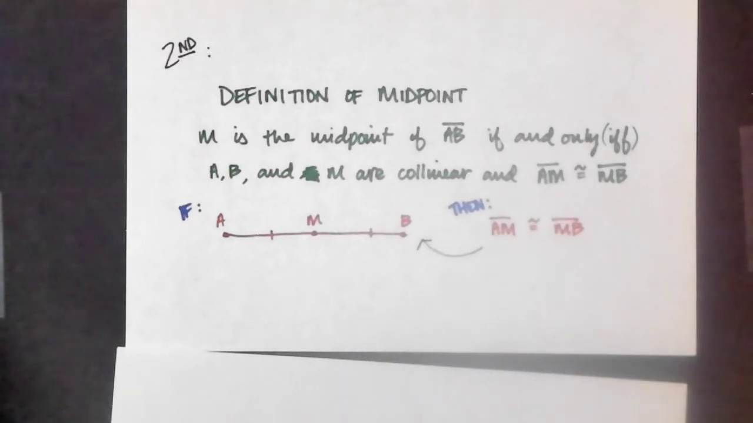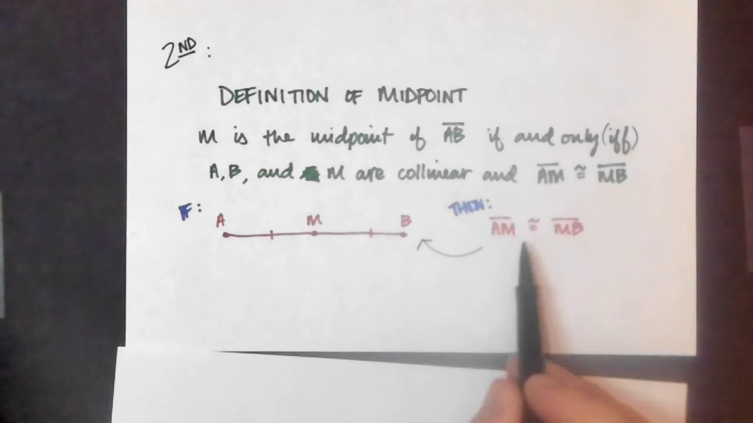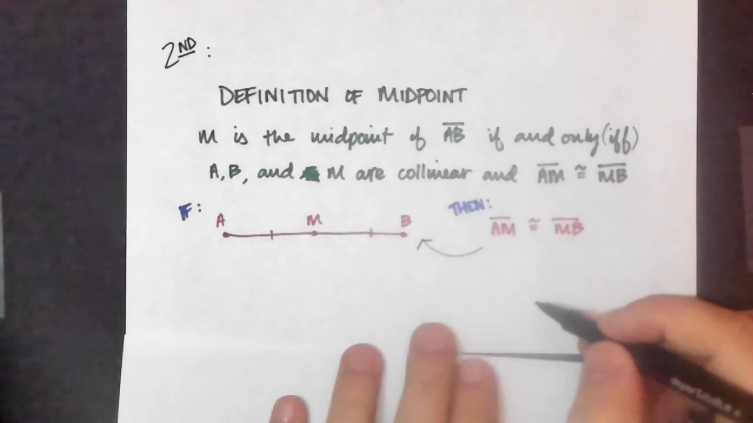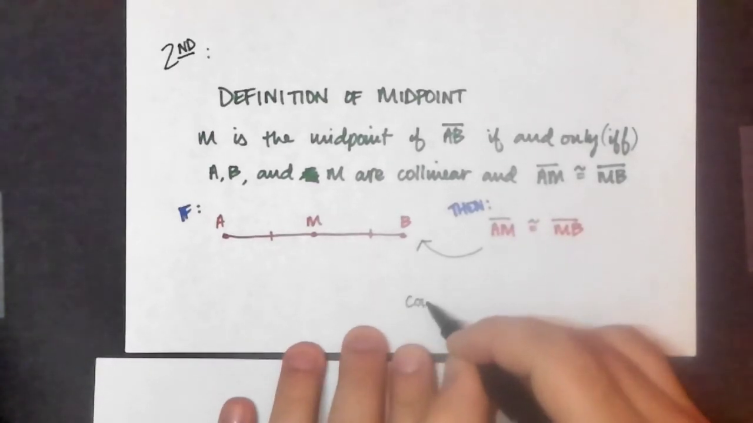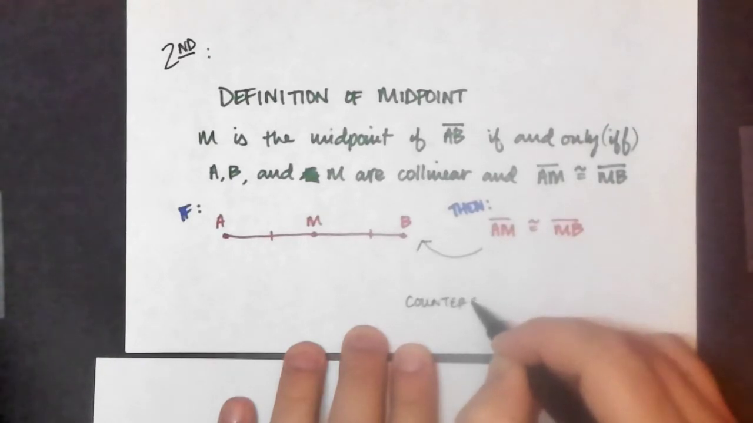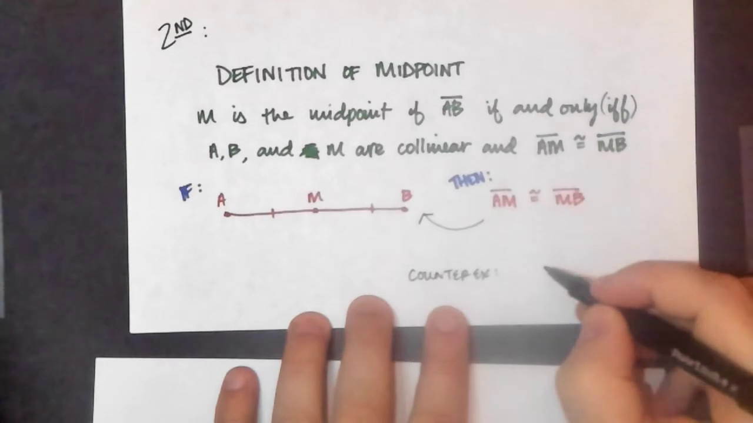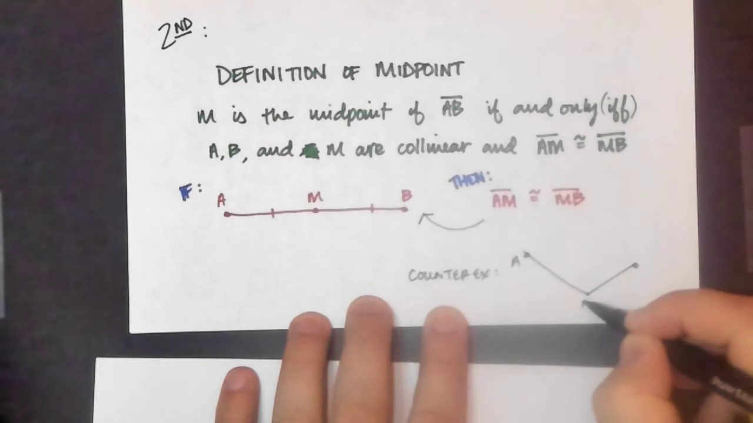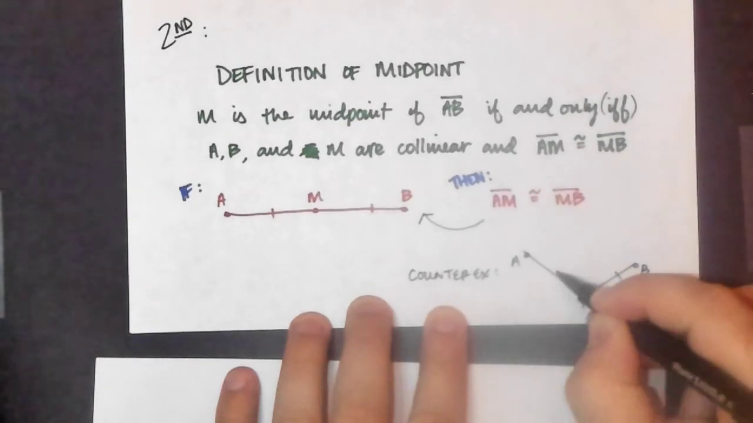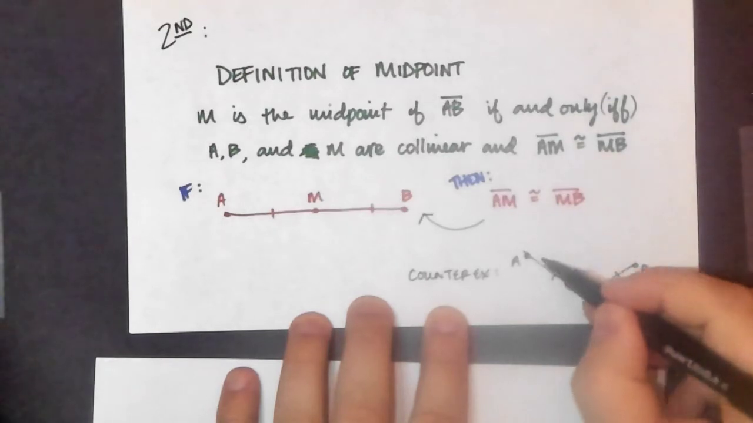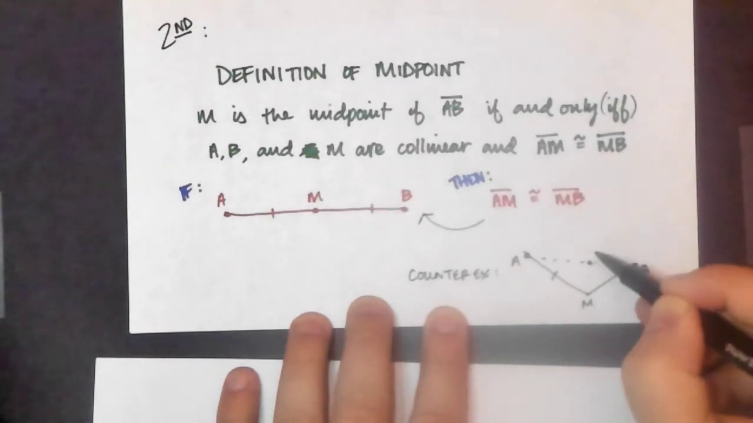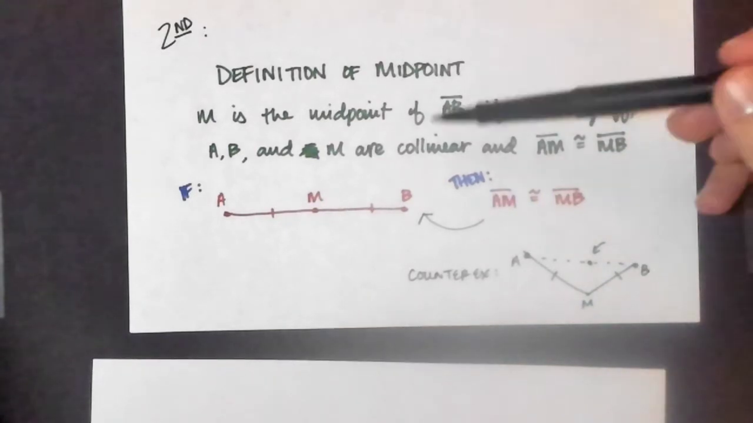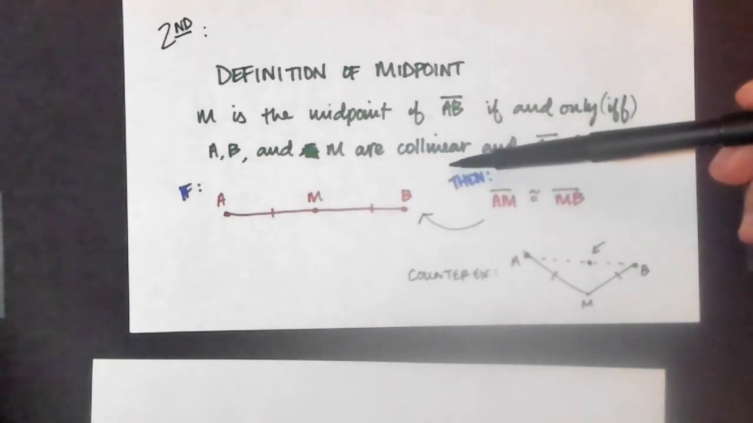But you have to be careful here, because if you're not given a picture, then this statement alone is not enough to prove that M is the midpoint. For example, you could have a counterexample to that. In which case, we might have A and M and B, where AM and MB are congruent. But if I was to find the midpoint of AB, it would be somewhere right there. Right? So keep in mind that A, B, and M have to be collinear together.